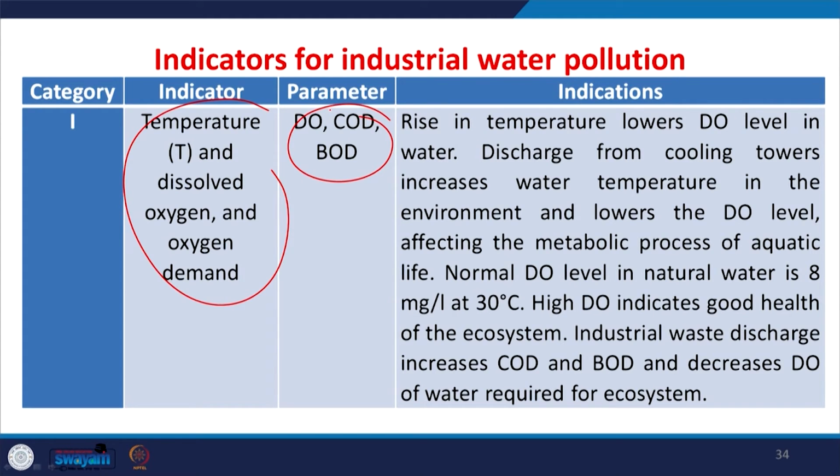The indicators are that a rise in temperature lowers the DO level, or dissolved oxygen level, in water. Discharge from cooling towers increases the water temperature, because they are at a relatively high temperature. So the temperature in the environment increases and lowers the dissolved oxygen level, affecting the metabolic process of aquatic life. Normal dissolved oxygen level in natural water is around 8 milligram per liter at 30 degrees Celsius. A high dissolved oxygen level indicates good health of the ecosystem. Industrial waste discharge increases COD and BOD and decreases the dissolved oxygen of water required for the ecosystem.